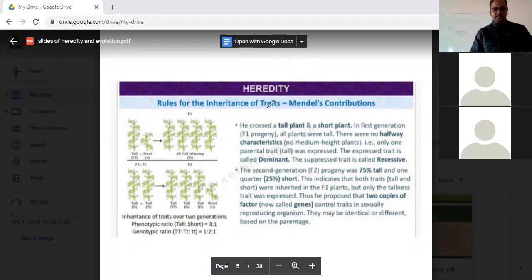Tall plant here will be designated as capital T, and short plant will be designated as small t, small t. Okay, it is also reflected over here. You can see over here, tall plants are given capital T, and the dwarf plants are being represented as small t, small t.